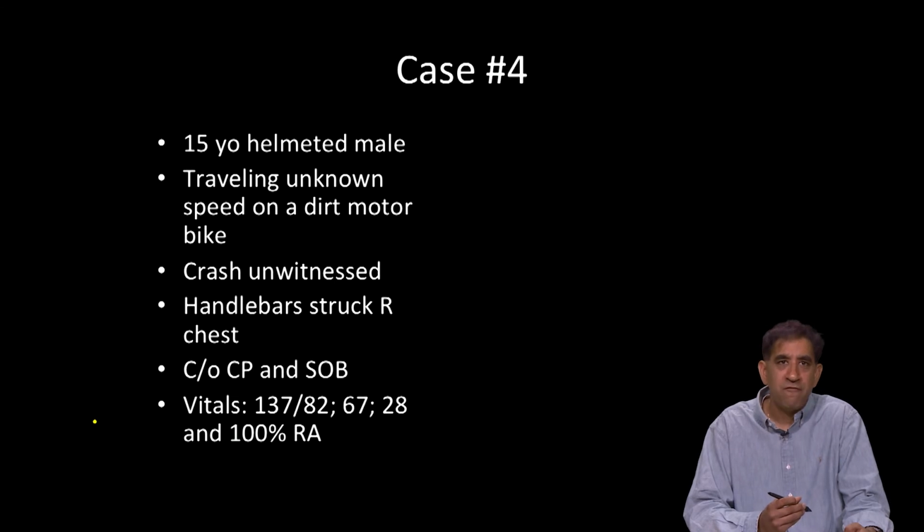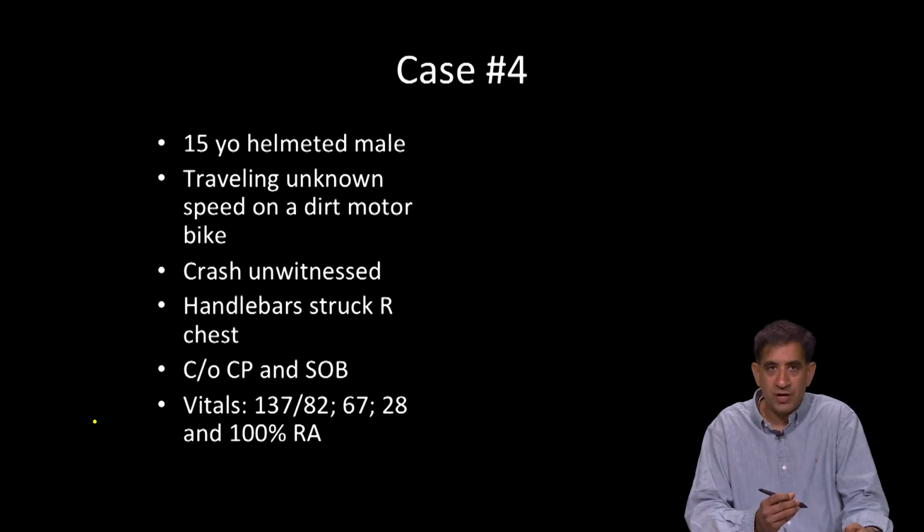Case number 4 is a 15-year-old helmeted male traveling at an unknown speed on a dirt motorbike. The crash is unwitnessed and handlebars strike his right chest. He complains of chest pain and shortness of breath, and his vital signs are 137/82, heart rate of 67, respiratory rate of 28, so it's a little bit high, and finally an O2 saturation on room air of 100%.